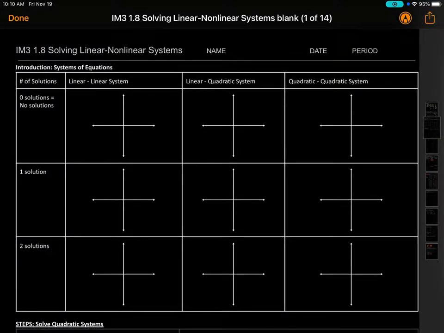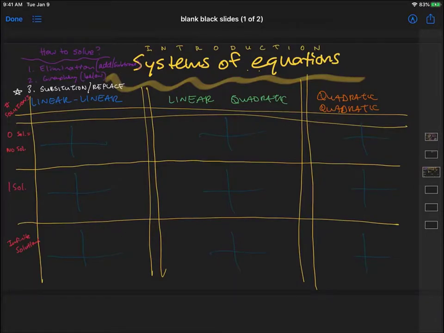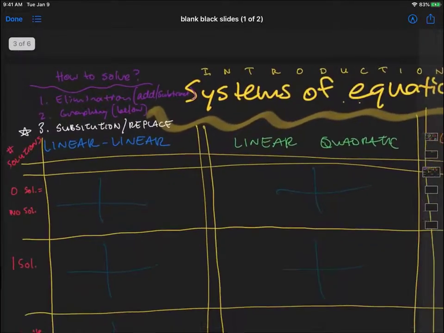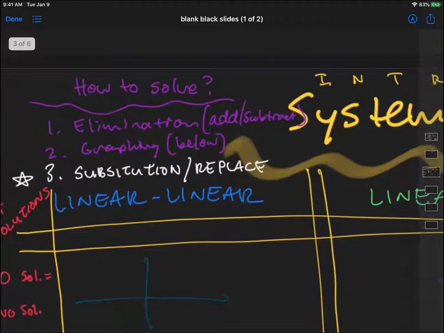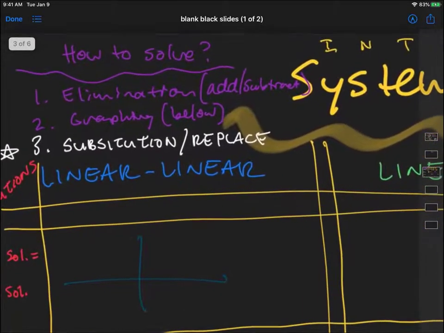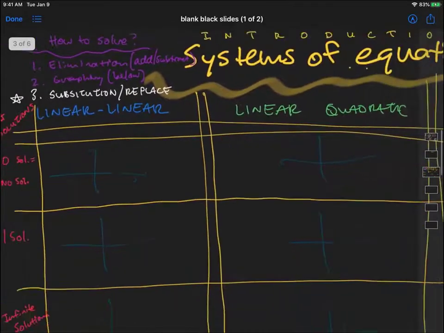Let's check it out. Hey math students, got a little puzzle here for you. This is the introduction of solving systems, and just as a quick reminder, how did you solve linear systems? You did it by elimination, graphing, and we're going to do substitution and replace. But here's my little puzzles.